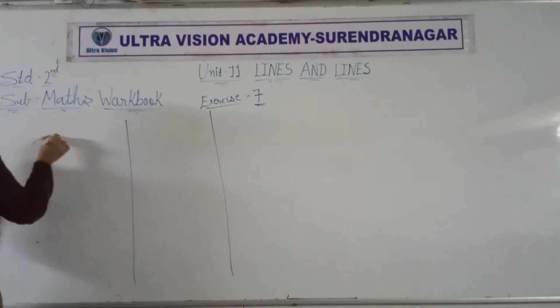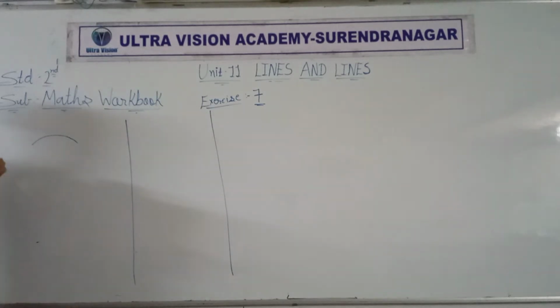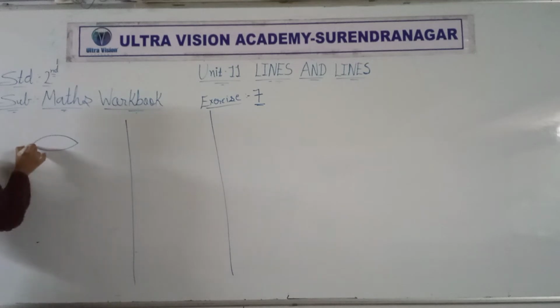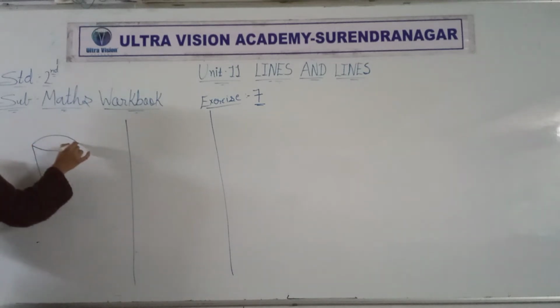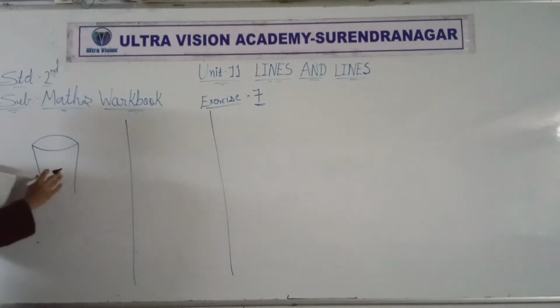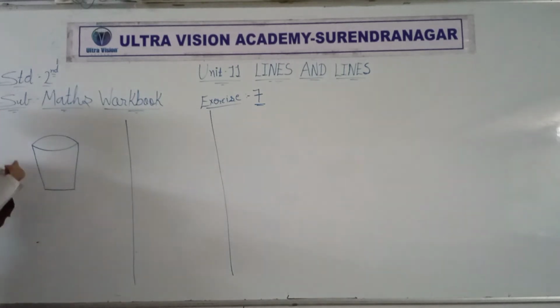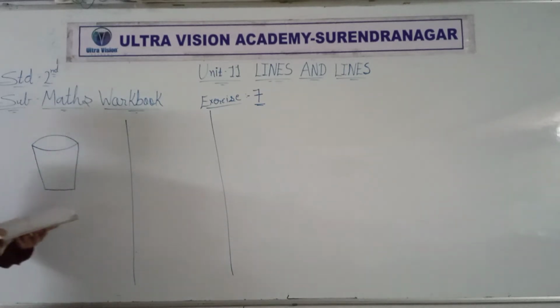First, we have to use here a curved line. Again, we have to use here a curved line. Again, we have to use here a slanting line, two slanting lines. And then we have to use here a sleeping line. And we just made a picture of a glass. It's completed, right? It's very simple and easy. You have to try it.